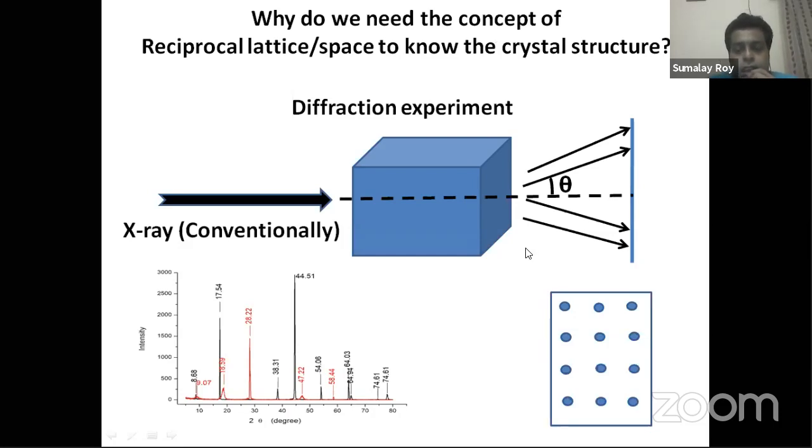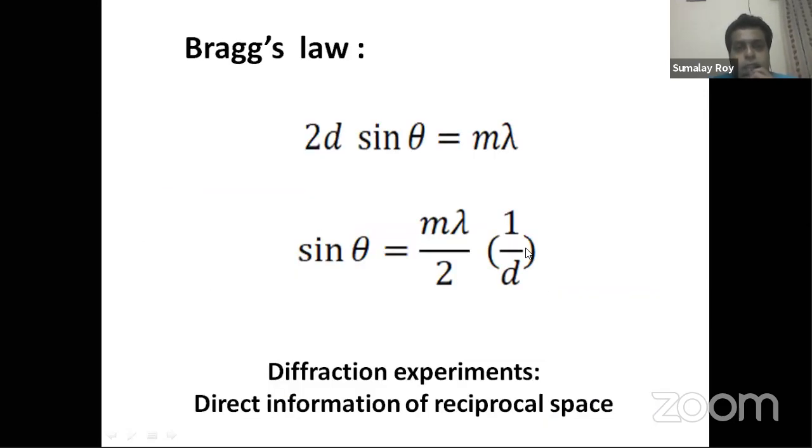Okay, next, this is a typical diffraction experiment. All of us know about it. Now the famous mathematical law which governs this diffraction is Bragg's law. All of us know 2d sin theta equals m lambda, where theta is the scattering angle, d is the interplanar spacing, m is an integer, and lambda is the wavelength of the X-rays falling on the sample.